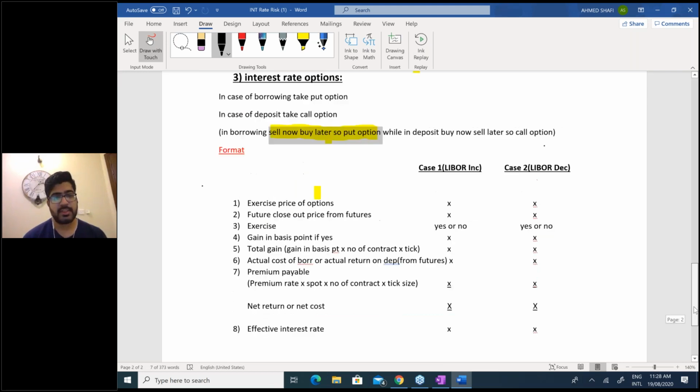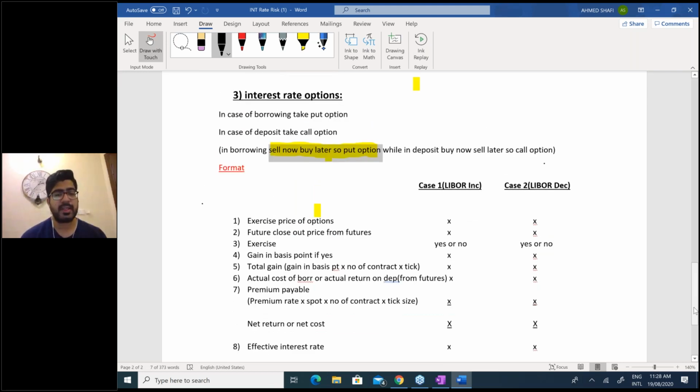In interest rate options, it's these 8 steps. In options, the borrowing case, take put option; the deposit case, take call option. Reason is given. The format presentation is you need to make 2 tables, 2 columns. One is the increase case, one is decrease case. Exercise price, what is the future closeout price? Decide yes or no. Gain in basis points if yes, total gain. Cost of borrowing or return on deposit from futures, the premium payable, get net cost or return, and the effective rate. Okay.